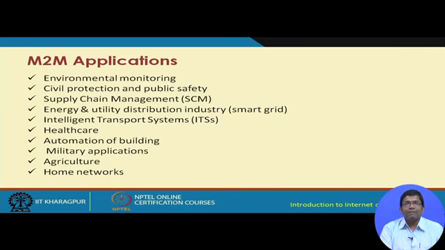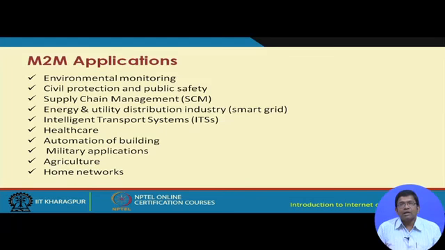There are different M2M applications: environment monitoring, civil protection and public safety, supply chain management, energy and utility distribution, as in smart grid. Smart grids are pretty common. In smart grids, what we are doing? We are using ICT involving sensors, actuators, etc. in a traditional power grid.